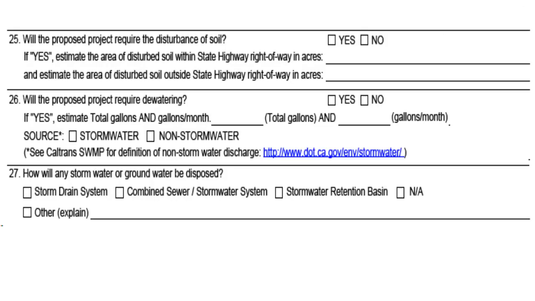Questions 25 to 27 provide you the opportunity to tell us how you intend to preserve water quality during your work. Estimate the area of disturbed soil within and outside the state highway right-of-way. Disturbed soil includes everything from tire marks to constructing access roads. Report the quantity of dewatering and where it will be discharged. Finally, provide where you will dispose of the stormwater and groundwater.